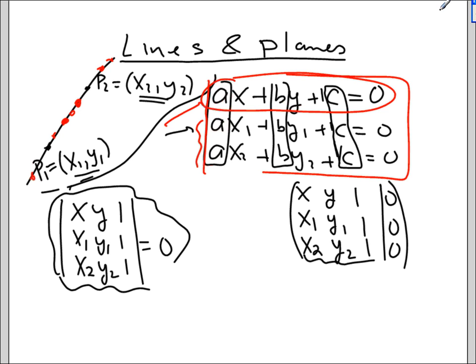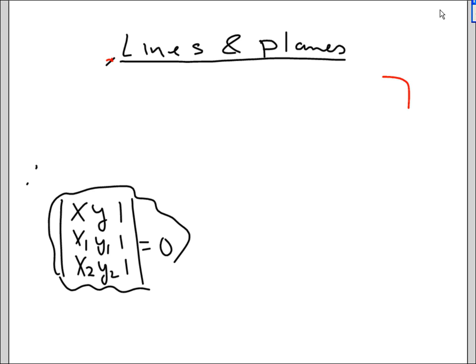That's the equation of a line. Believe it or not, that's the equation of a line. Calculate the determinant and set it equal to 0. That's the equation of the line that contains the 2 points, x1, y1, and x2, y2.